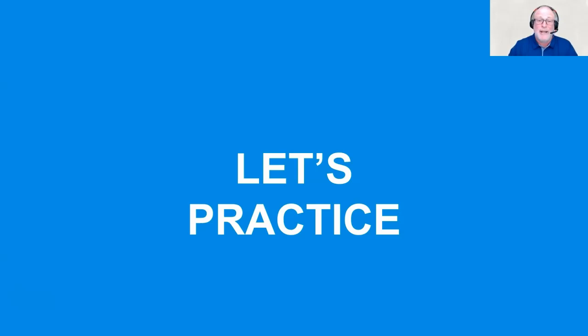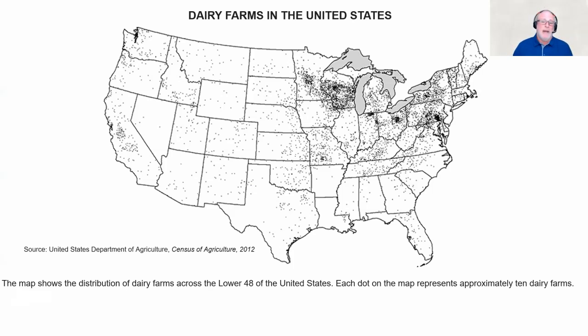Let's practice together. So this map is a thematic map. How can we tell it's thematic? Well, we learned that the title is going to give away the theme of the map: dairy farms in the United States. And it says that the map shows the distribution of dairy farms. Well, remember, we talked about dot maps doing a great job of showing us a distribution. They're not so good at areas of concentration, and that's why we see some areas with a lot of dots overlapping with other dots. But it says the map shows the distribution of dairy farms across the lower 48 states, and each dot represents approximately 10 dairy farms.